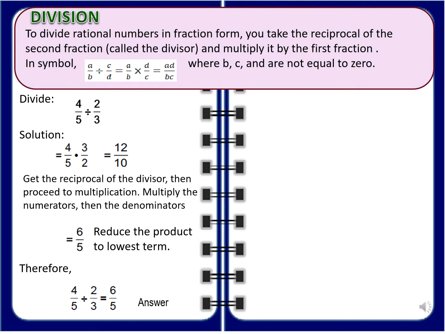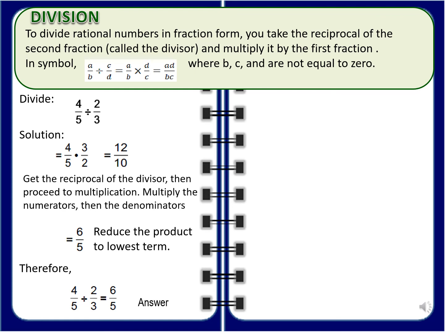So finally, the last operation is division. To divide rational numbers in fraction form, you take the reciprocal of the second fraction, called the divisor, and multiply it by the first fraction. In symbols, a over b divided by c over d is equal to a over b times d over c, or ad over bc, where b, c, and d are not equal to 0. For example, 4 over 5 divided by 2 over 3.